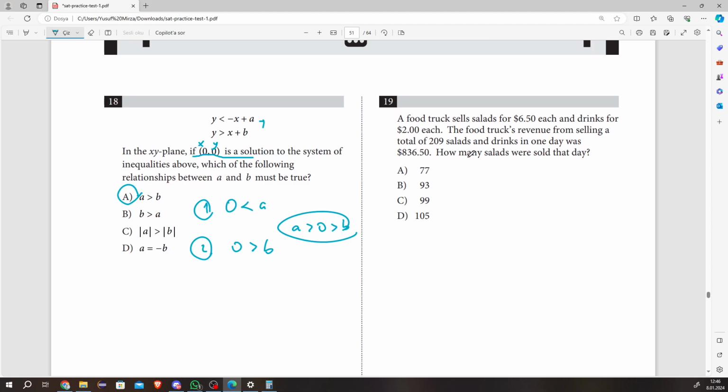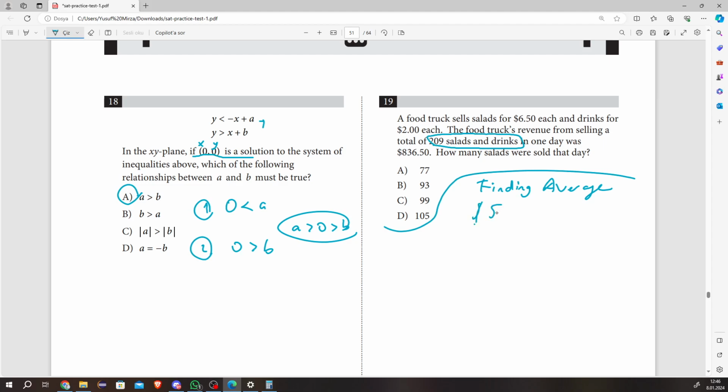a dollar. How many salads were sold that day? We have salads for each. So okay, we can use the calculator here, but I want to give a tactic for finding the average. I couldn't find any good name for it. For example, let's make the question easier. We are not looking at the question anymore.